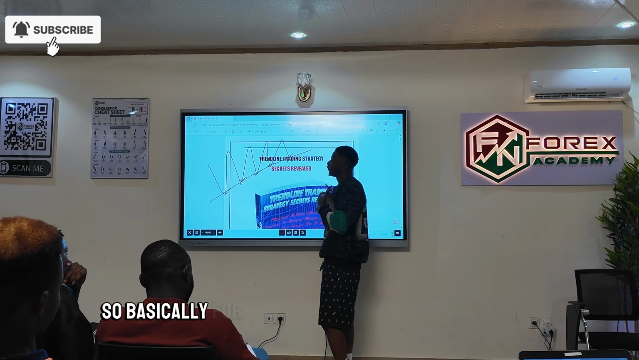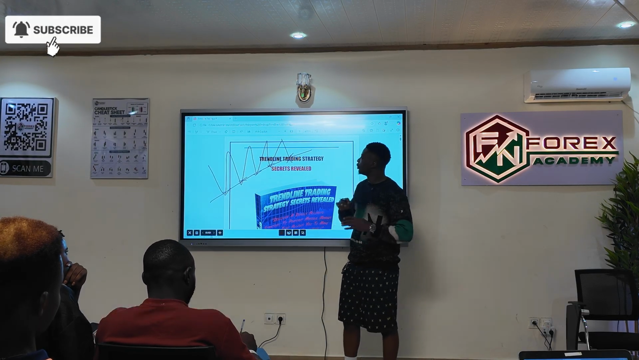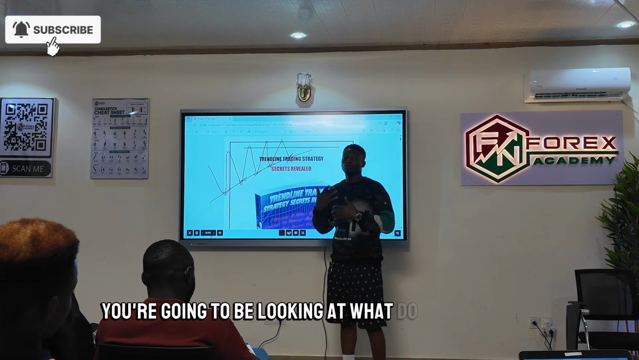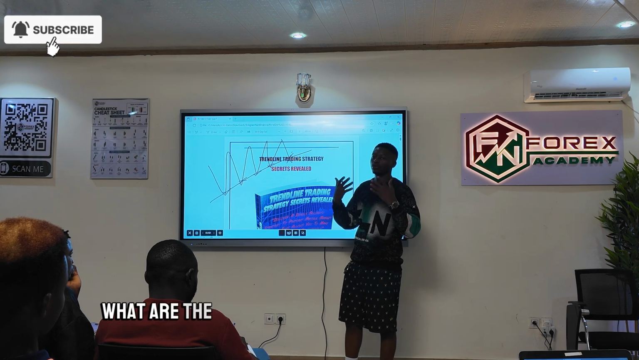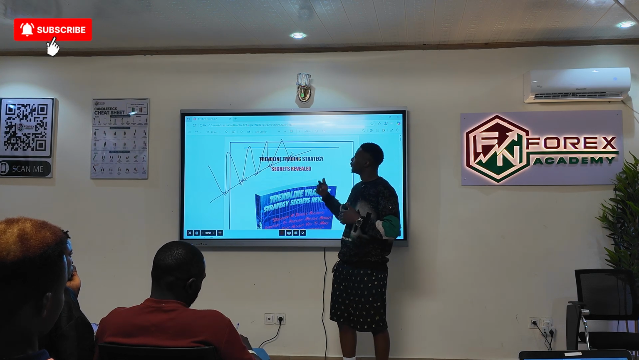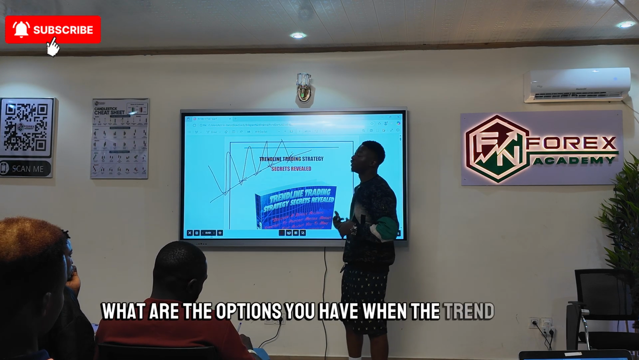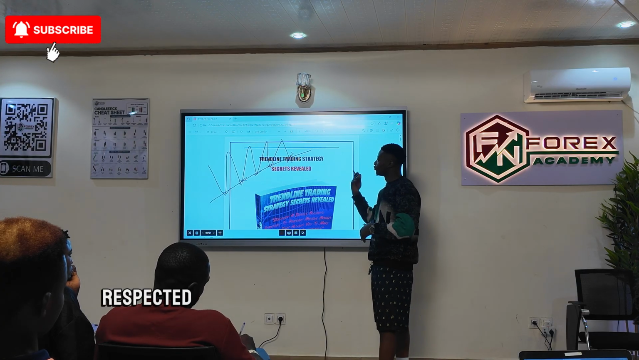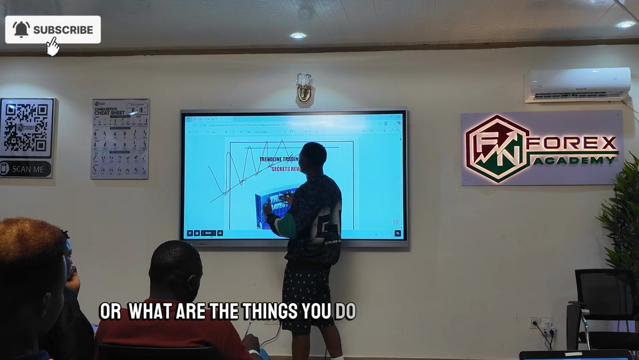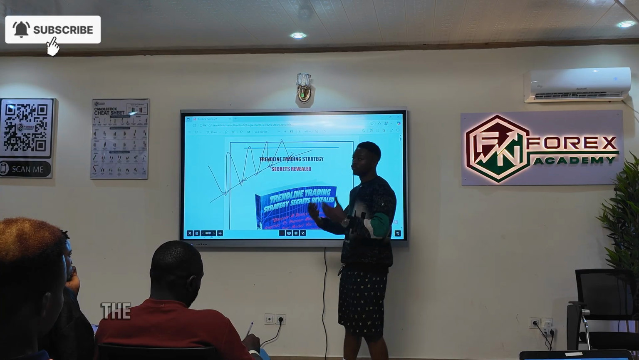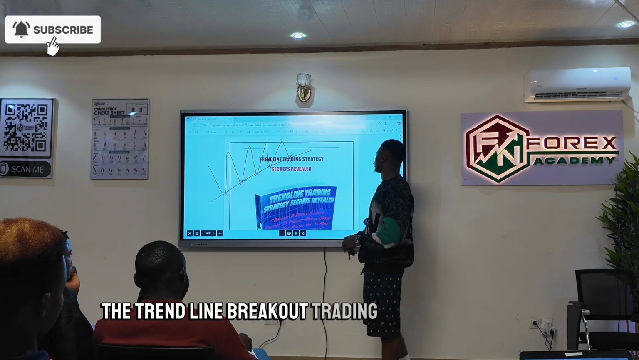So basically for the Trendline Breakout Trading Strategy, you are going to be looking at what you do when the trend line breaks, right? What are the options you have when the trend line breaks? What are the options you have when the trend line is being respected? Trendline Trading Strategy. What are the things you do when the trend line is being disobeyed? The Trendline Breakout Trading Strategy.